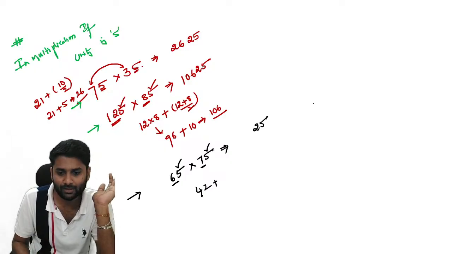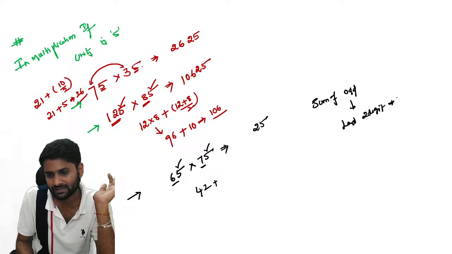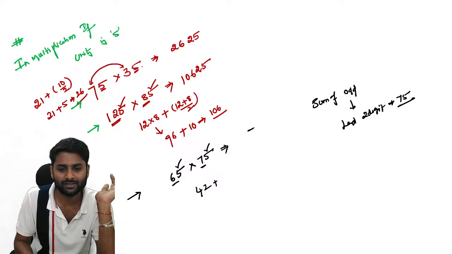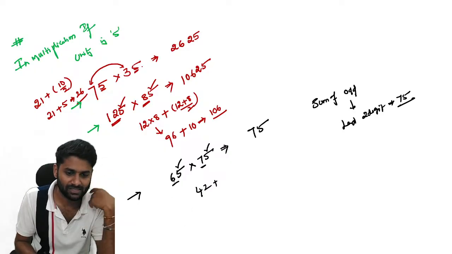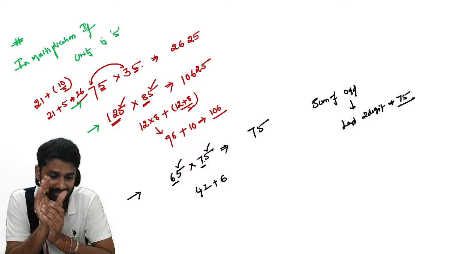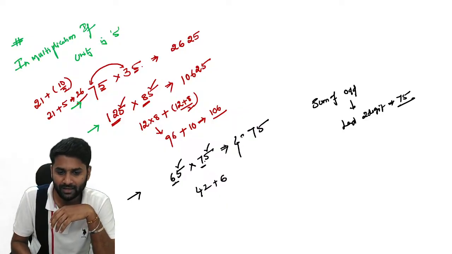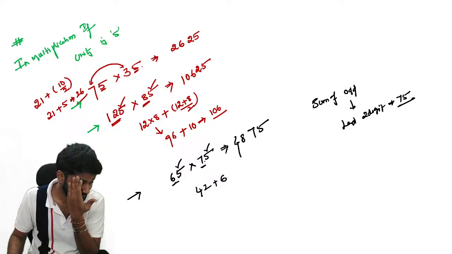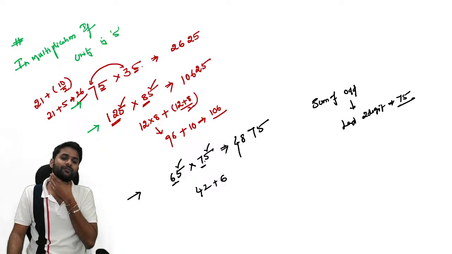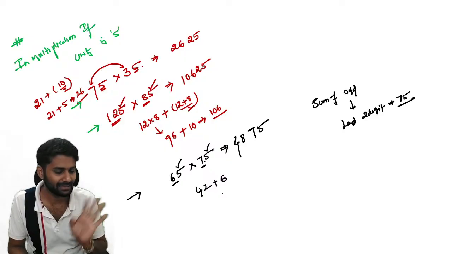So if the sum is odd, remember this point, the last two digits must be 75. Now see, 6 plus 7 is 13 divided by 2. You have to consider 6, not 6.5. That 0.5 value you have to consider as 50. 50 plus 25 becomes 75. Then the result is 4875. Is it clear? If the sum is odd, instead of 25, consider it as 75, and whatever the decimal, remove it and add the remaining number.